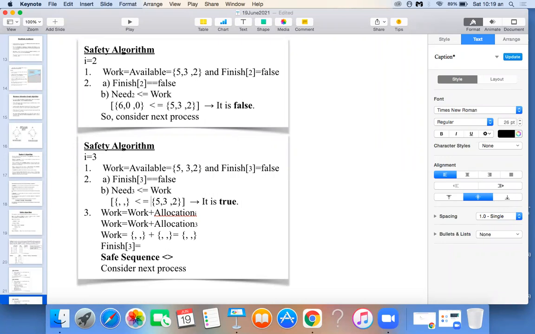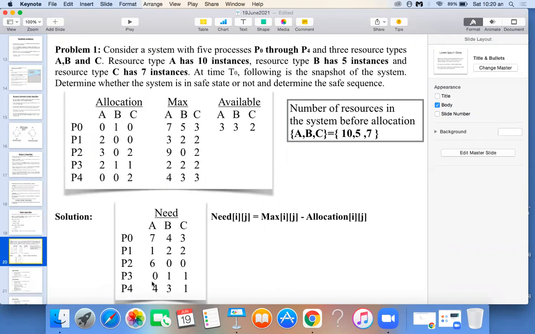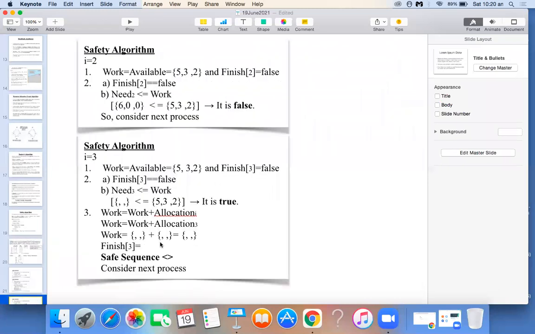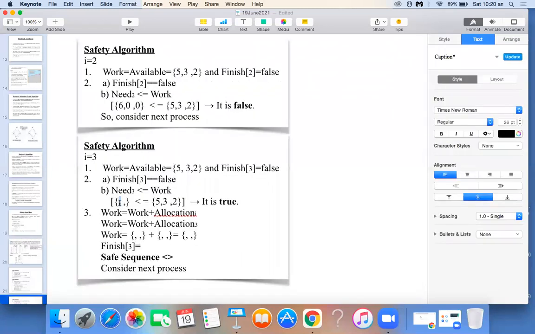Fine. Next. So your need value you have to check in the need matrix column. Correct? So need matrix column is this. What is the value for P3? 011. Correct. So 011. Use that one here, 011. So simultaneously, please take down in your book also 011. So check whether it is true or false. 0 less than 5, 1 less than 3, 1 less than 2. So it is true. So we have written it is true.